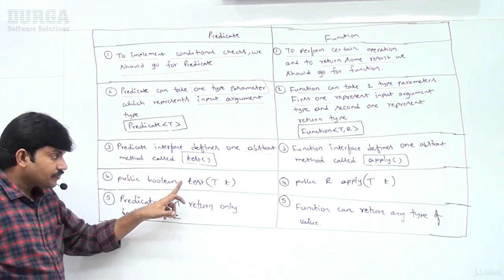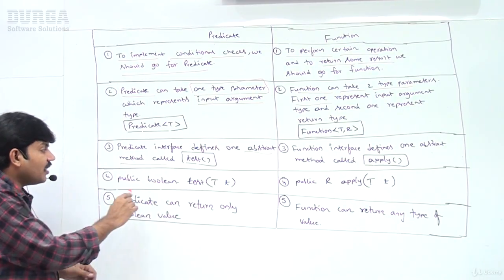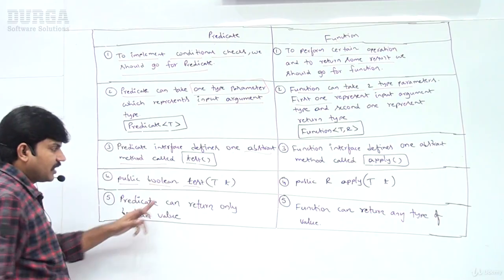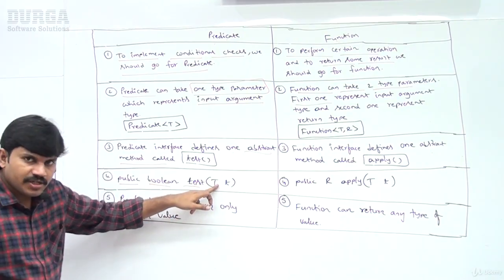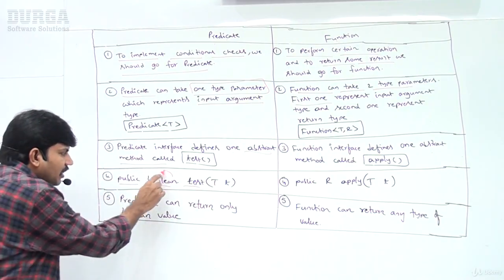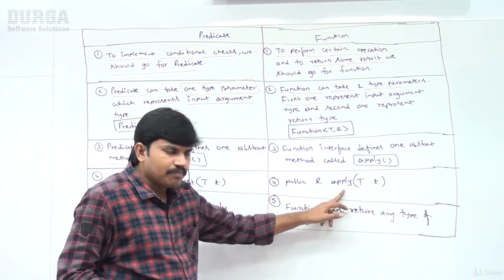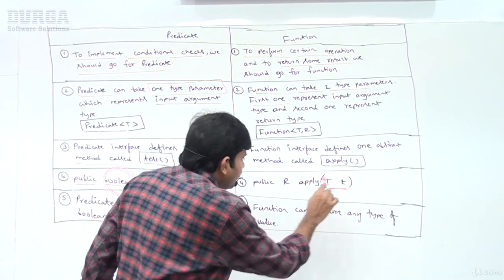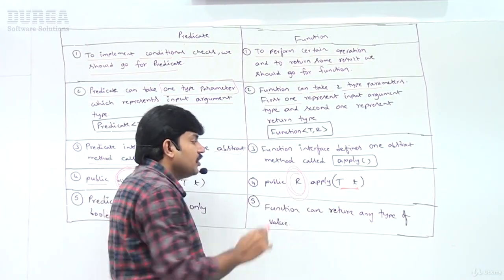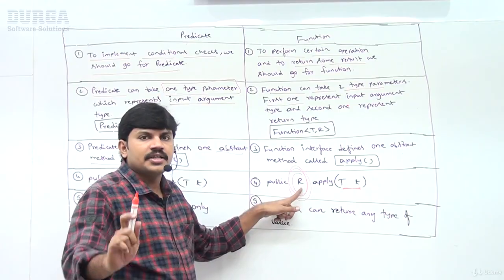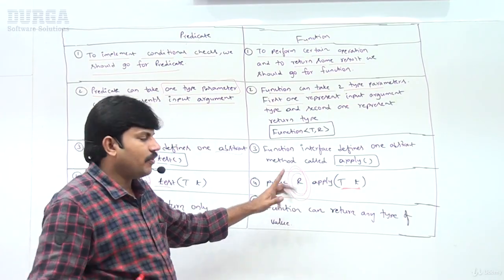Next, public boolean test, this is the complete prototype of the test method, right? Test can take one input argument type, and the return type is always Boolean type. But for public R apply, sir, input type is T type, return type is R. It need not be Boolean, it can be any type, no problem at all.